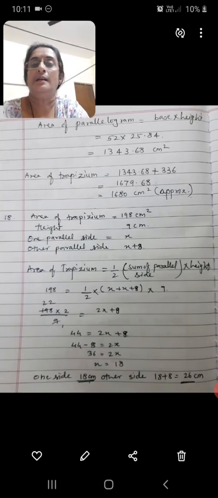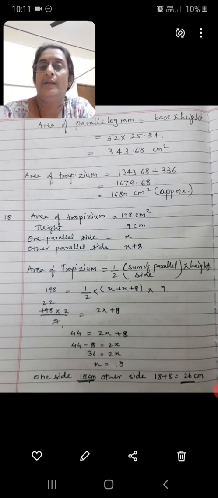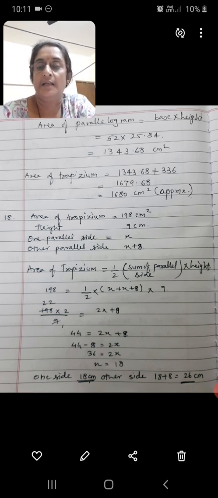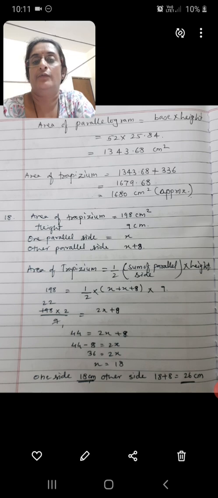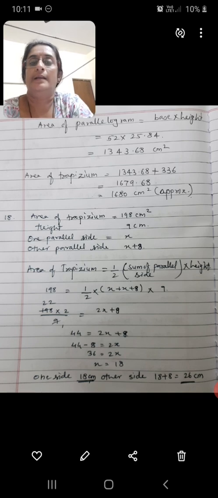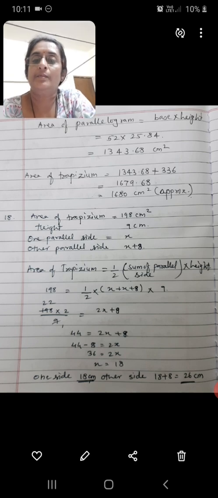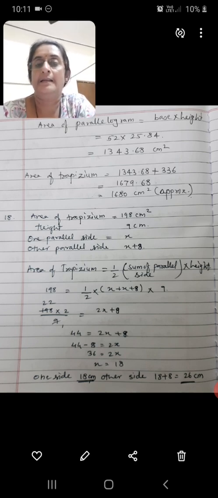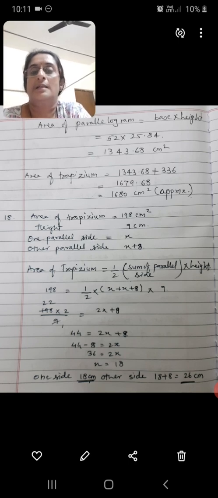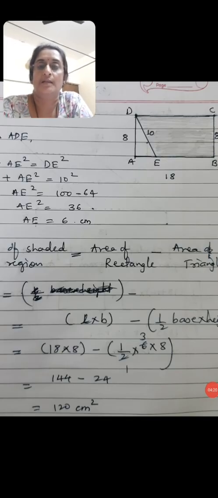Next, we have to find the area of that parallelogram. What is the formula? Base into height. What is the base? 52 is the base of the parallelogram. Height we just found, that is 25.84. That is 1343.68, the area of that parallelogram. To find the area of the trapezium, we have to add the area of the parallelogram and the triangle. So that gives you 1680 centimeters square. Fine. Now let us go to question number 19.